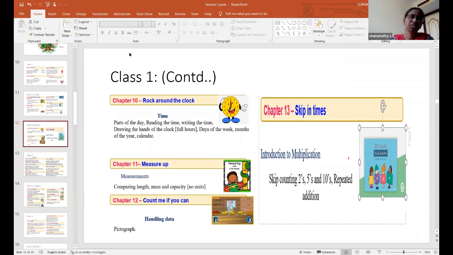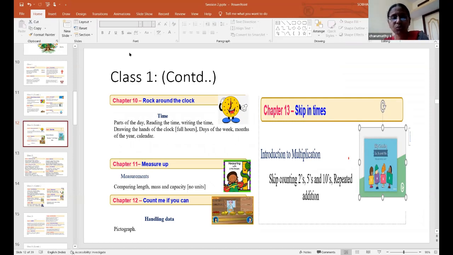It differs from person to person, from object to object, and from place to place. And the next one is Count Me If You Can. This is of course a handling data topic, which is to arrange the data using the pictograph. Here we have done only the interpretation of pictographs, not drawing them. They have to understand the pictograph and find answers from it. That's all.